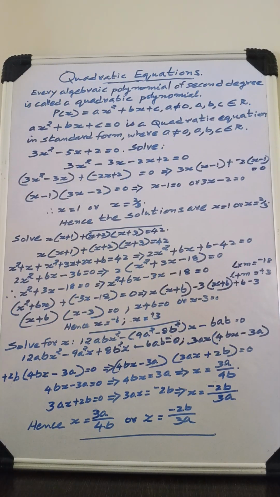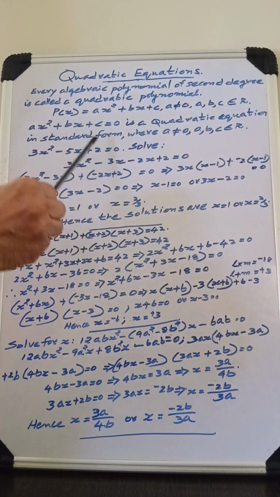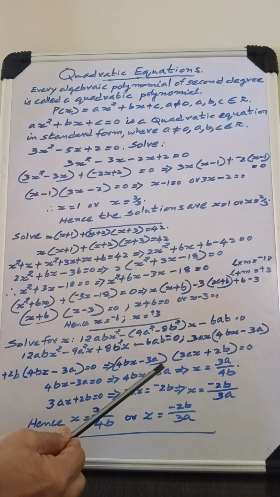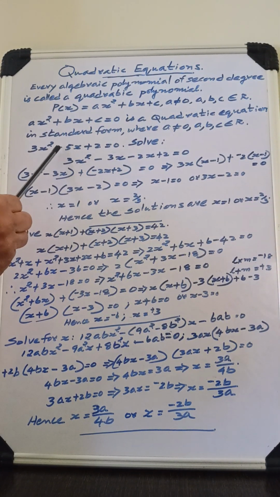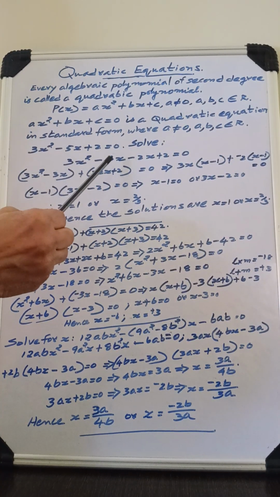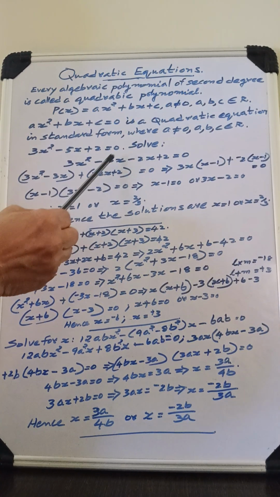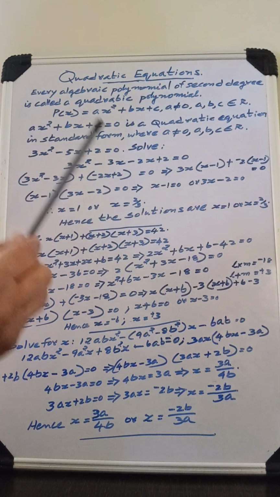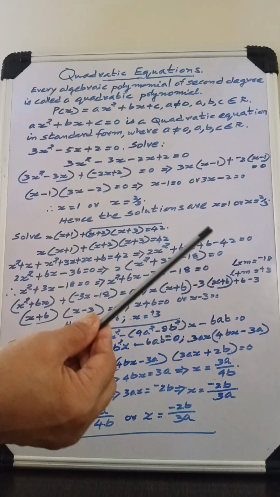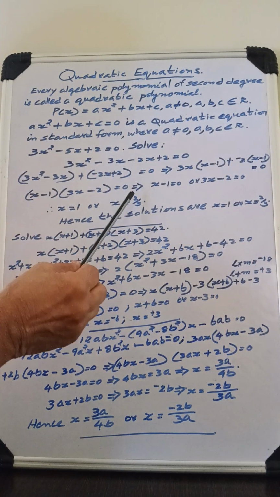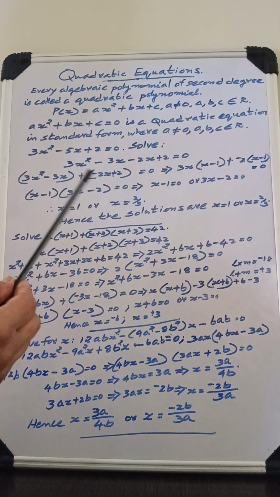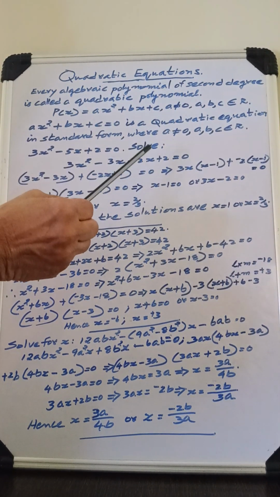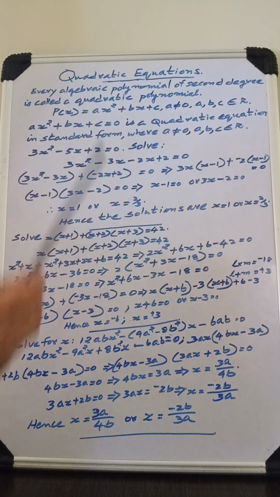For that, positive 3 into positive 2 gives positive 6. Therefore, splitting the middle term, minus 3x and minus 2x has the coefficients minus 3 and minus 2. Minus 3 into minus 2 gives positive 6. Those two are identical, so that is agreeable. 3x squared minus 3x minus 2x plus 2 equals 0.